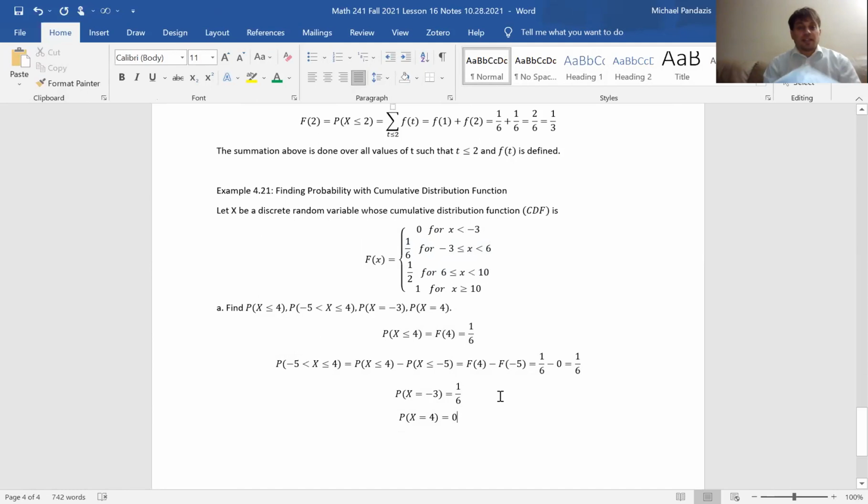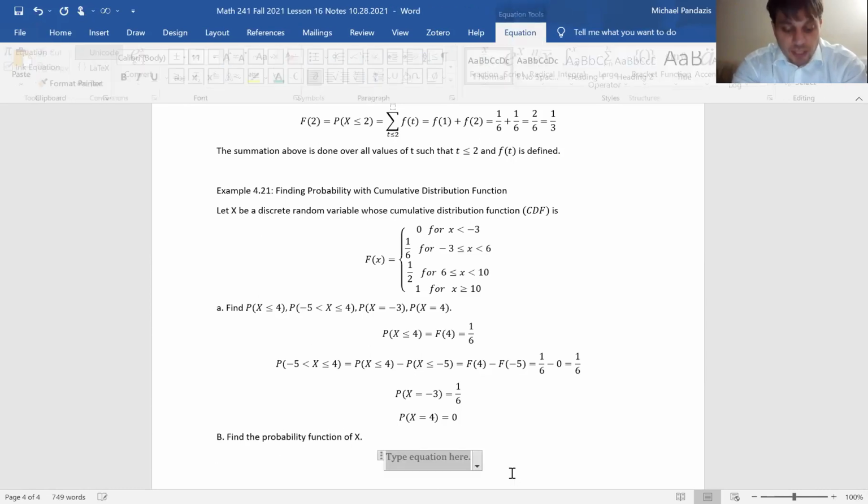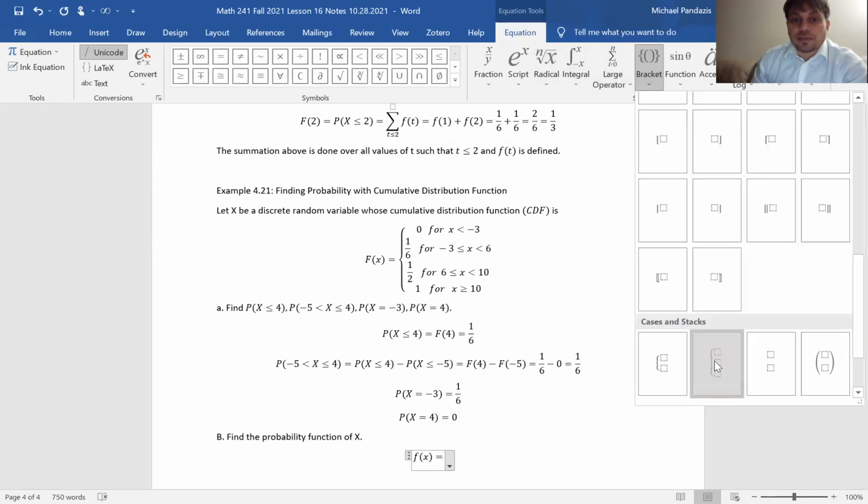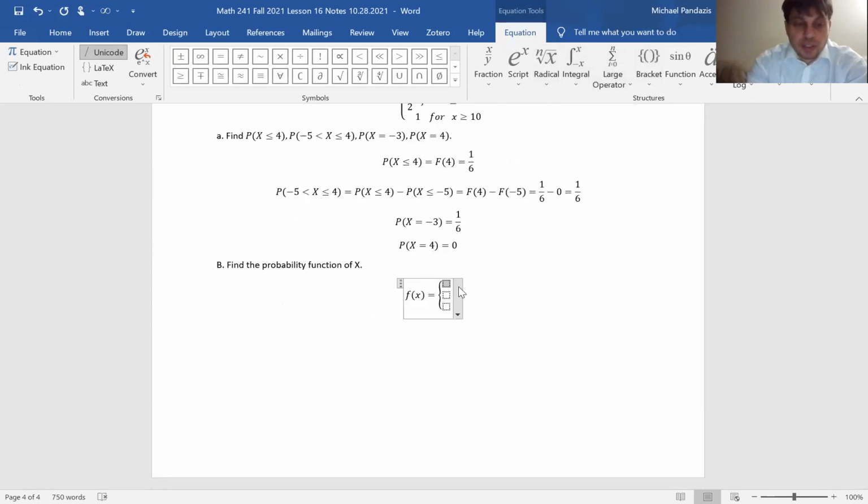Okay, so then very quickly, I'm just going to do part B. It says find the probability function of capital X. So our little f of x here is then equal to this piecewise function.